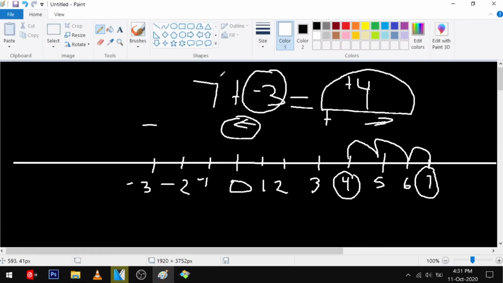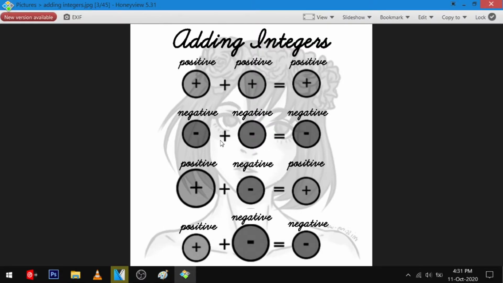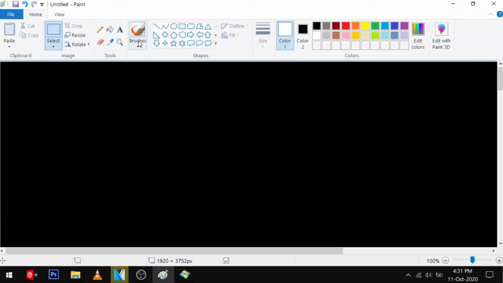A big positive number plus a small negative number equals a positive answer. Did we get that? Do we have a big positive number? Yes. Do we have a small negative number? Yes. Do we have a positive answer? Yes. All right. So that's rule number 3 in adding integers. Now we're going to go into the last one. The last one where it says a small positive number plus a large negative number equals negative.